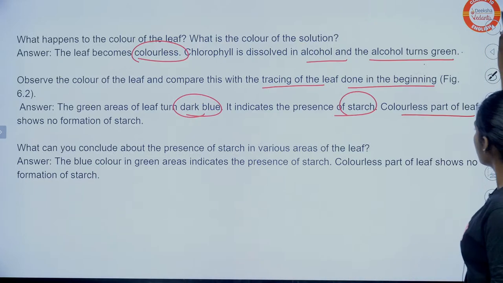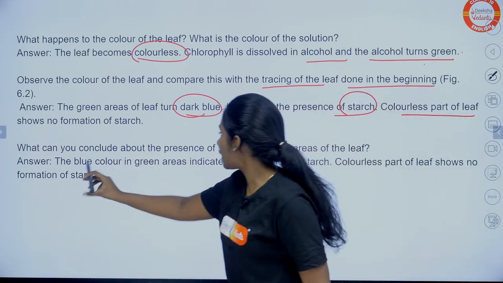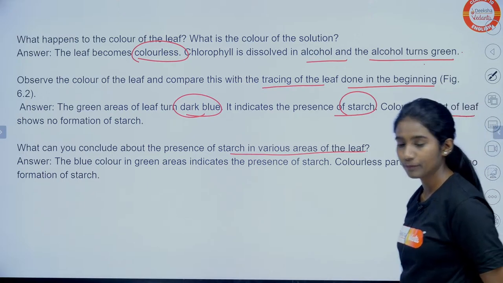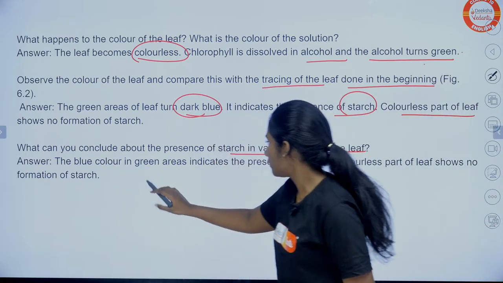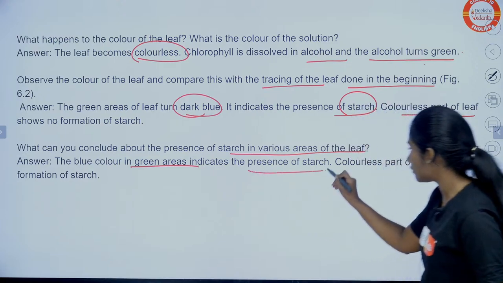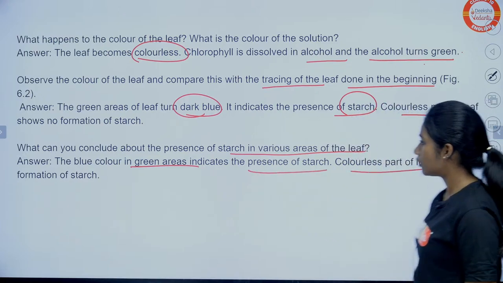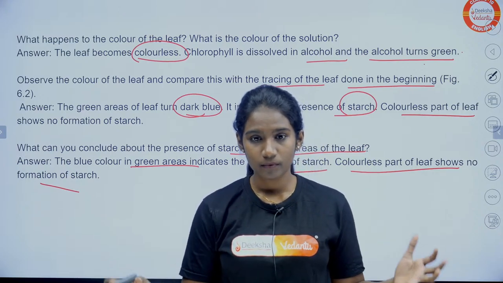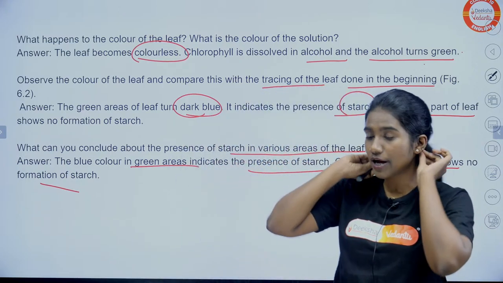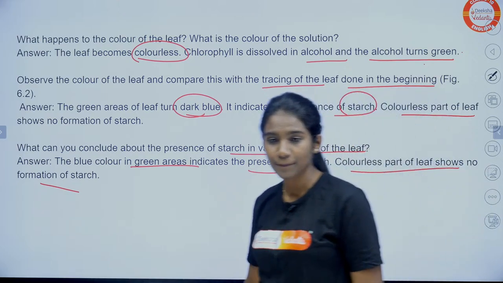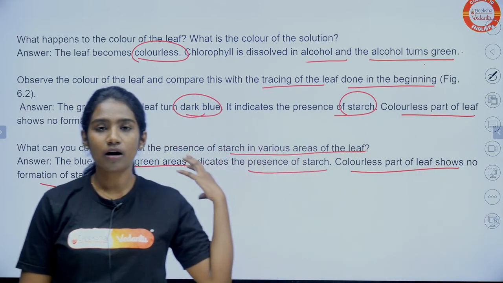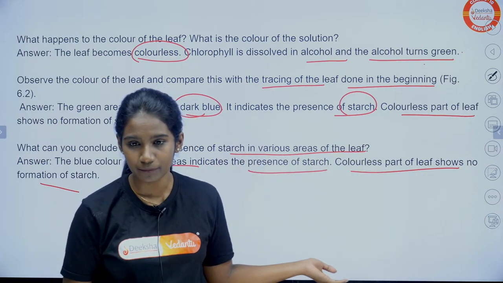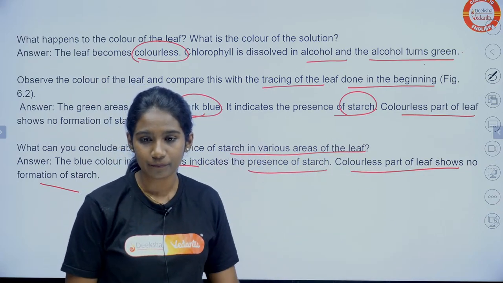Okay, and then what can you conclude about the presence of starch in various areas of the leaf? See, the blue color in the green area indicates the presence of starch, and the colorless area shows there was no starch formation because there is no chloroplast. Okay students, clear with that? Do you have any doubts from this activity, or from the mode of nutrition in plants, or from the photosynthesis part? Shall we move on to the next one?